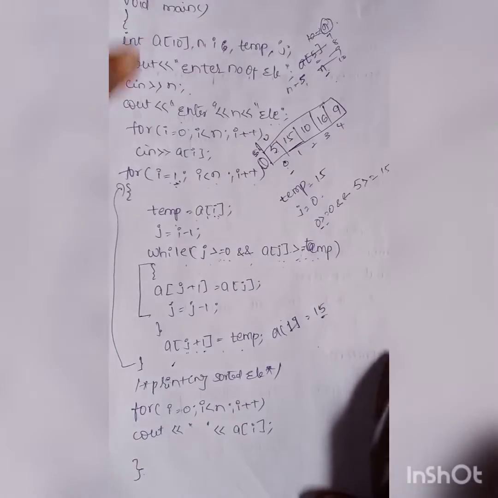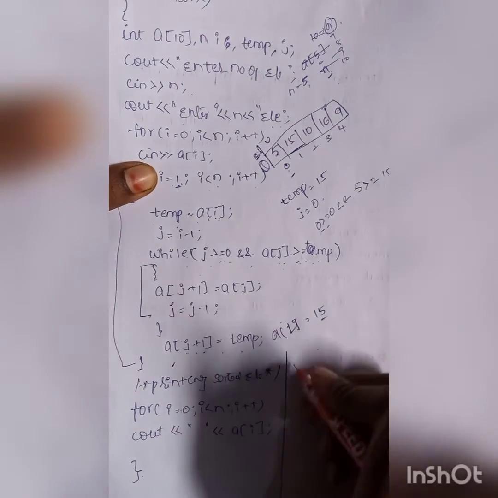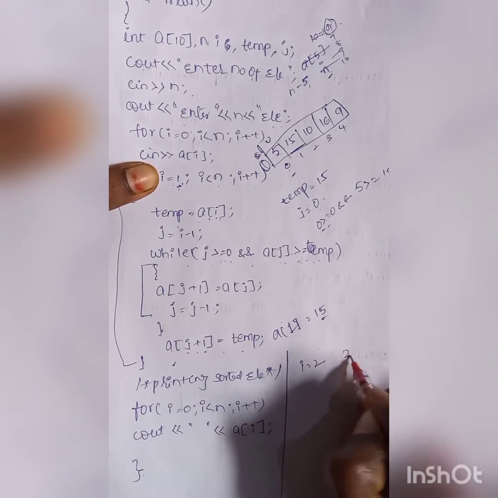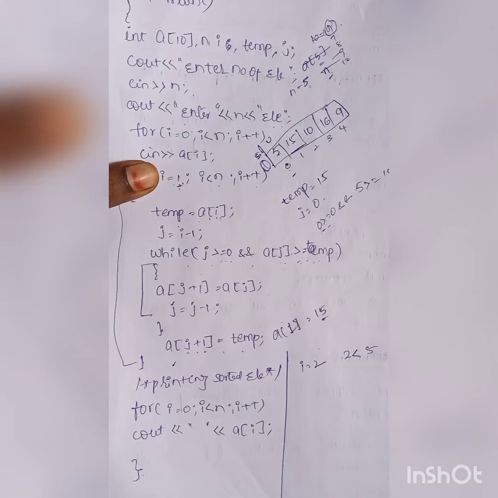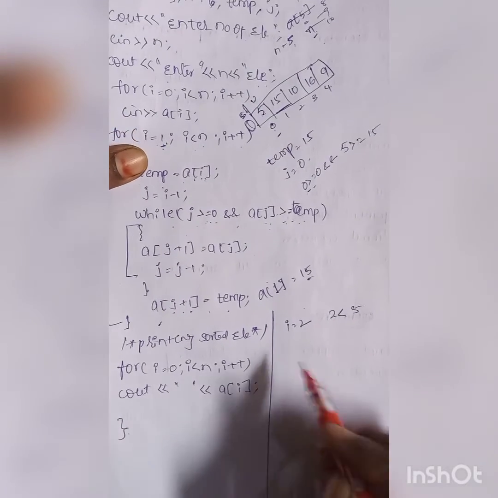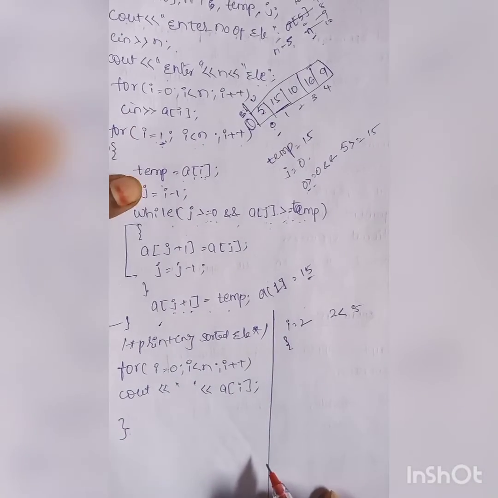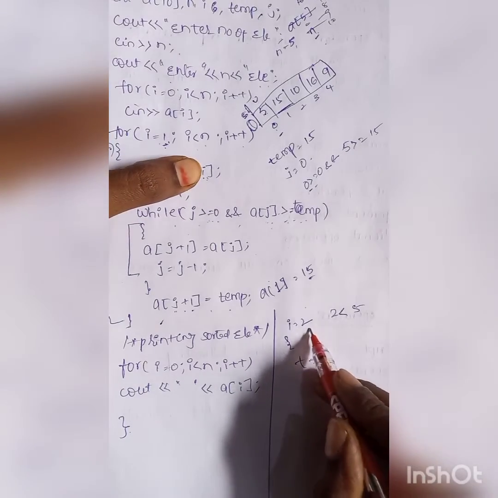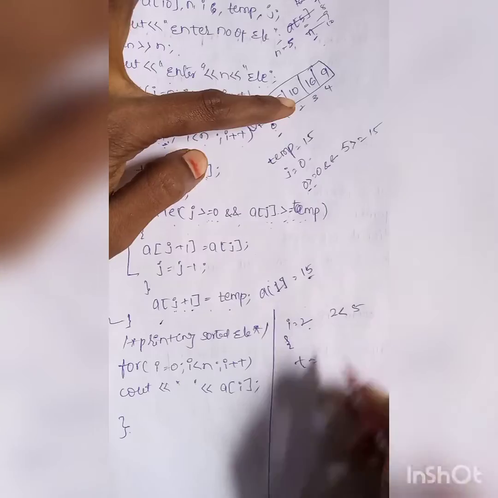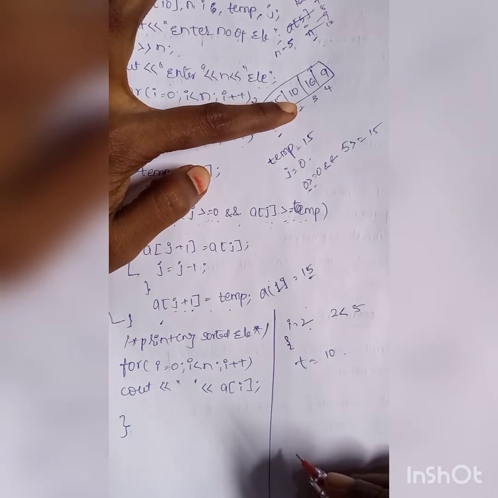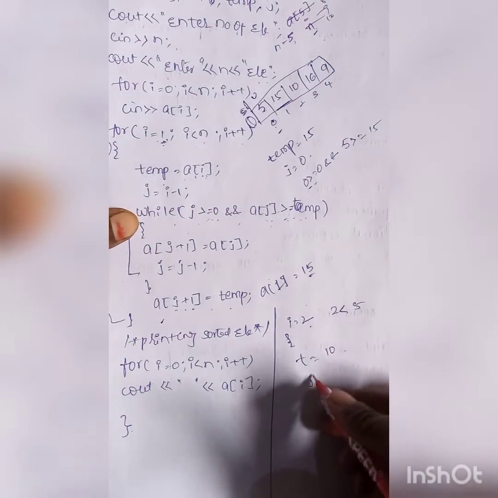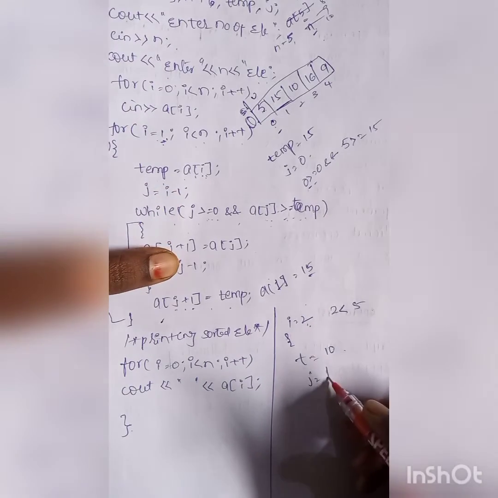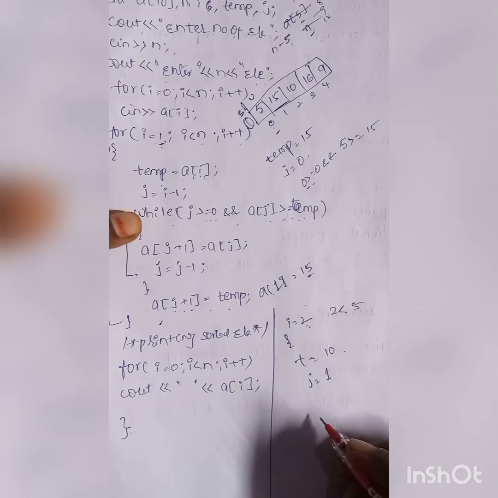Now I am tracing it downside. I is equals to what now? I is 2. 2 is less than 5. Now enter into the for loop. Now what is temp? Temp is equals to a of I. I is what? 2. A of 2, what do we have? 10. Right? Next j is equals to I minus 1. I is 2. 2 minus 1, that indicates 1. Now enter into the while loop.